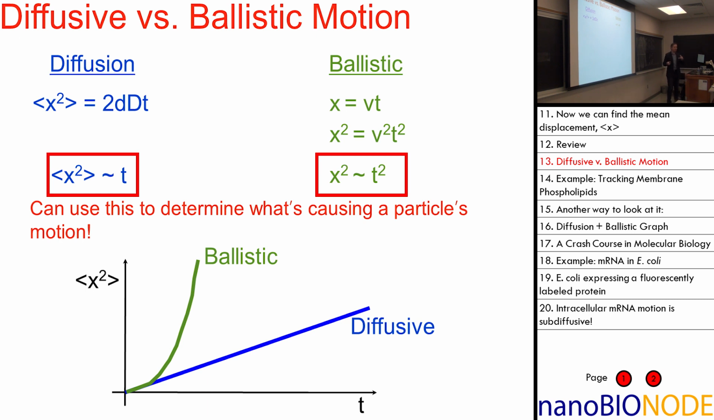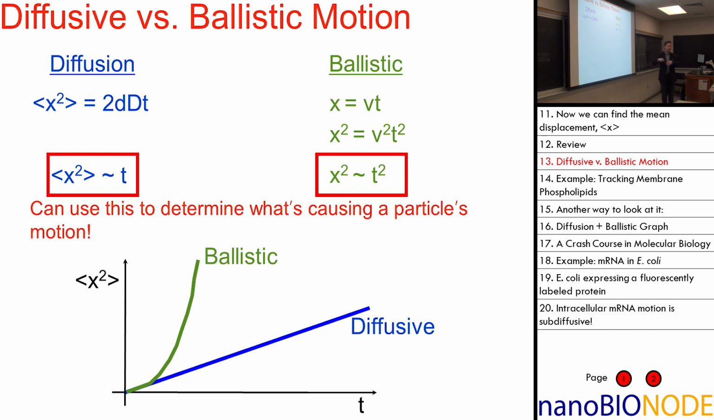If the motion of a particle is not diffusive, if it's ballistic, like a ball that I throw with some velocity v, this is the equation it would obey. This is essentially just the definition of velocity. Velocity is distance over time. So this is diffusive motion, and this is deterministic ballistic motion. Now let's compare these two results to see how they compare to each other.